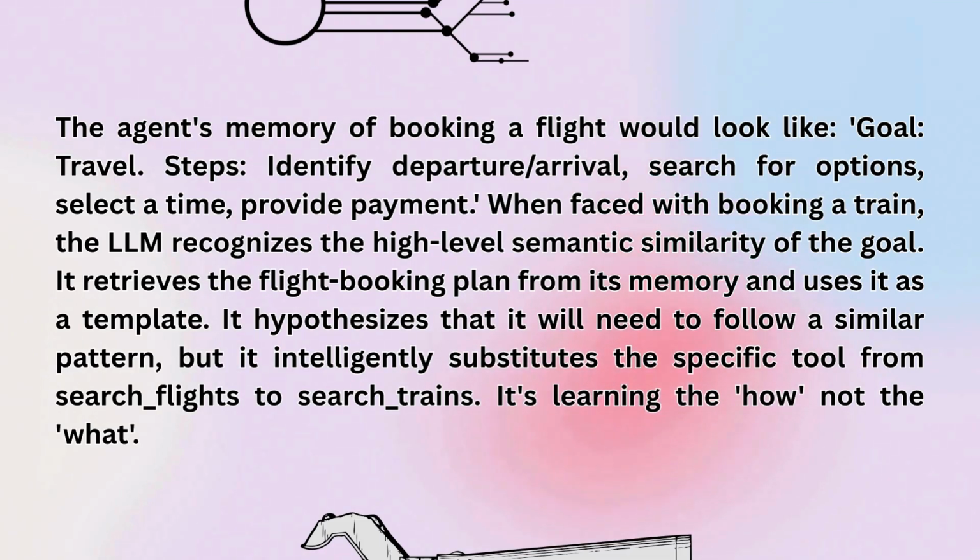The agent's memory of booking a flight would look like: goal, travel; steps, identify departure, arrival, search for options, select a time, provide payment. When faced with booking a train, the LLM recognizes the high-level semantic similarity of the goal. It retrieves the flight booking plan from its memory and uses it as a template. It hypothesizes that it will need to follow a similar pattern, but it intelligently substitutes the specific tool from search flights to search trains. It's learning the how, not the what.